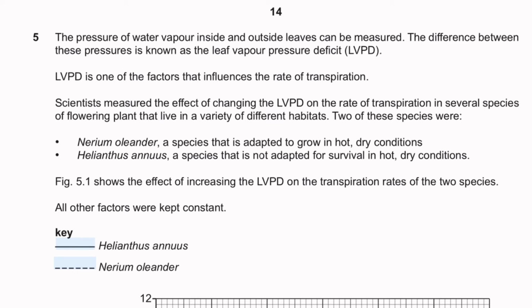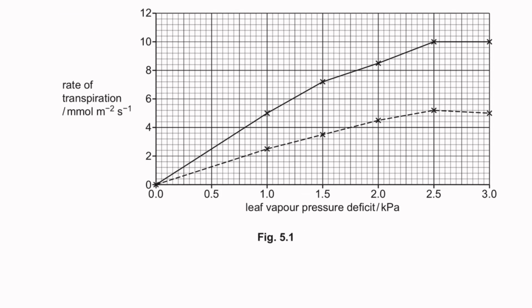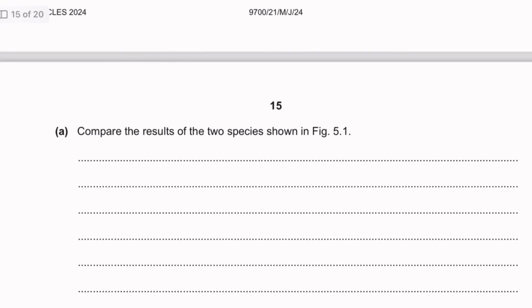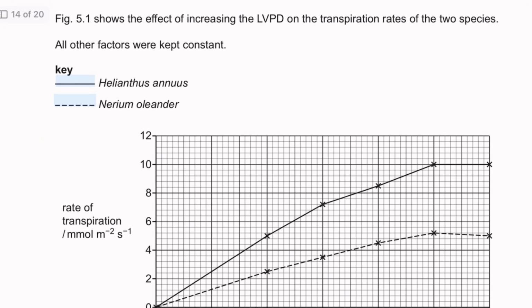Interesting. So it says here, all other factors were kept constant, and you have the rate of transpiration against leaf vapor pressure deficit. Compare the results of the two species as shown in figure 5.1. Sure thing. So what we need to do is compare these results, mention the similarities and differences, and let's just start by looking at the trends that we have here.